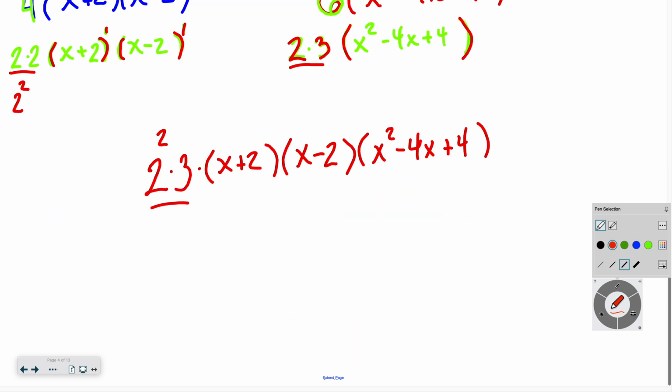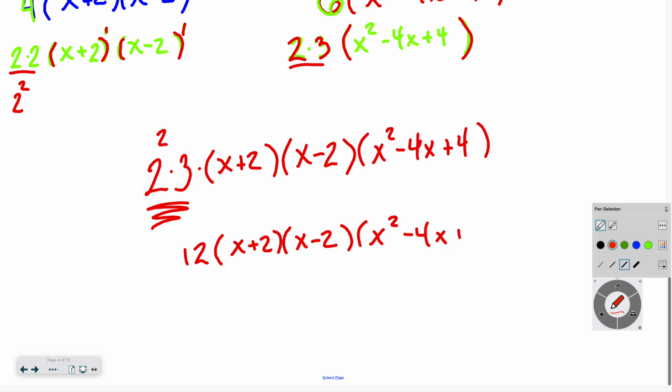So you can clean this part up right here. That's really 4 times 3. So your least common multiple is 12 times x plus 2 times x minus 2 times x squared minus 4x plus 4. This is your least common multiple. It's an extreme case, but we just wanted to make sure we touched on all the different pieces there for us.